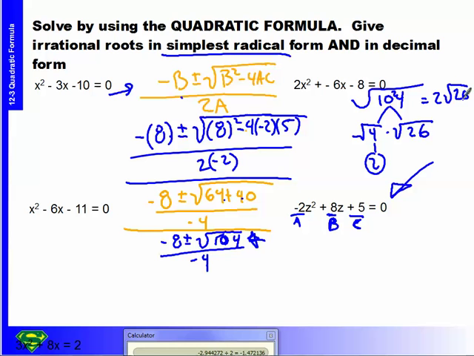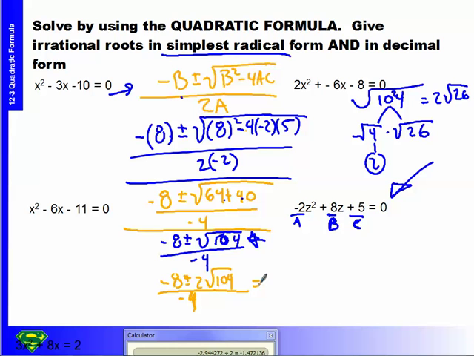All right, so let's bring that down here. And we're left with -8 plus or minus 2 times the square root of 26, divided by -4. Now it'd be really tempting to leave the answer like this, but we can't, because I know that 2 is a common factor for all three of these numbers.